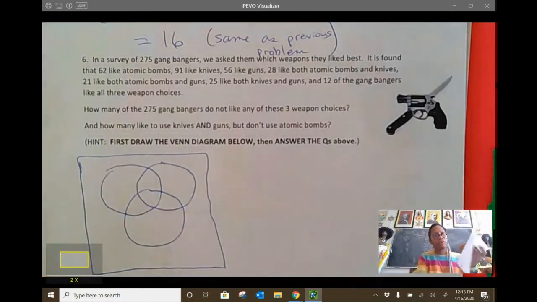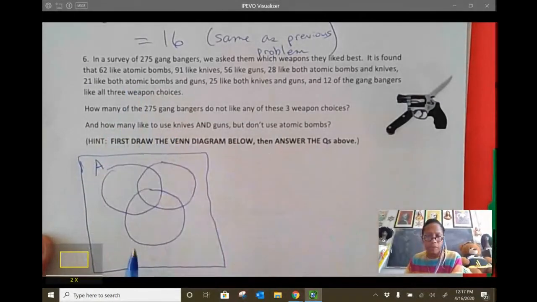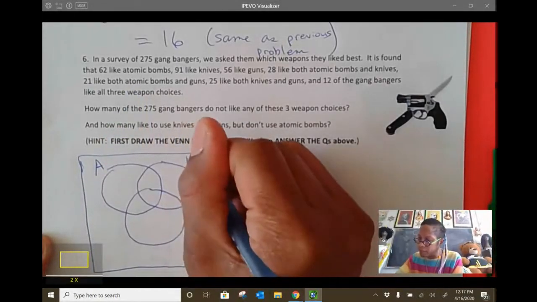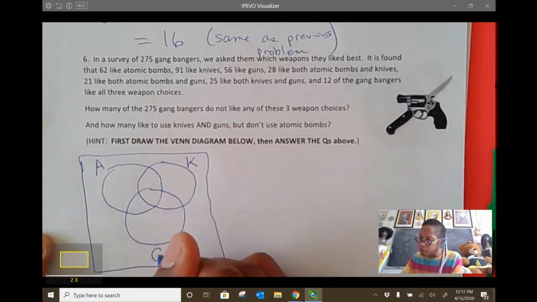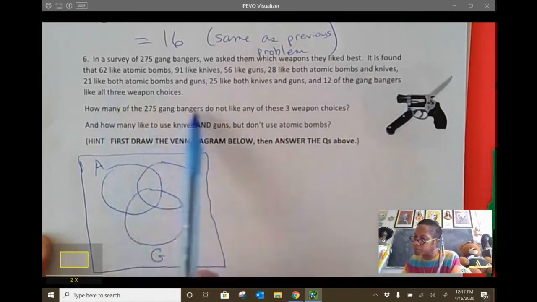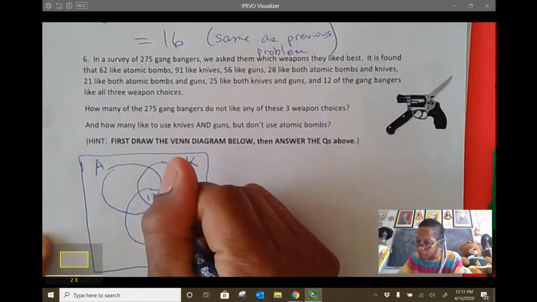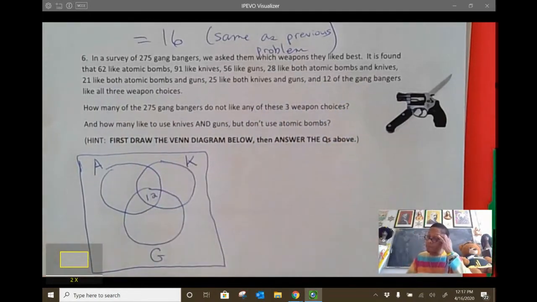Okay, we drew three circles. We have to decide which one's which. I'm going to call this one, since atomic bombs came first, A. We'll call this knives, and we'll call this guns. With all these questions, we first see if there's something in the dead center. 12. 12 people like all of those.